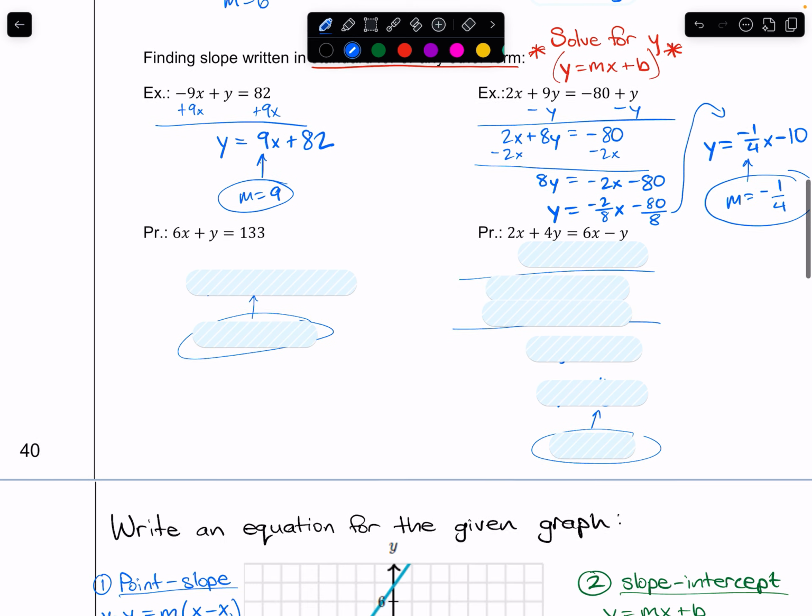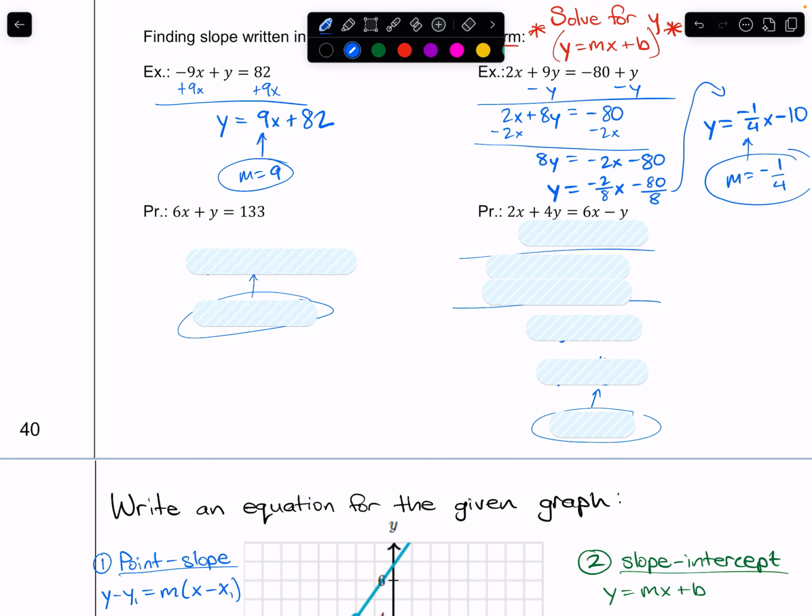Give these 2 practice problems a try, and then come back and check your work. All right, so for this practice problem, if we subtract 6x from both sides, then it's in slope-intercept form, so we can see the slope is negative 6.